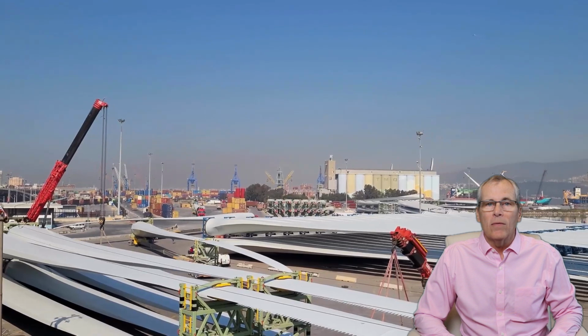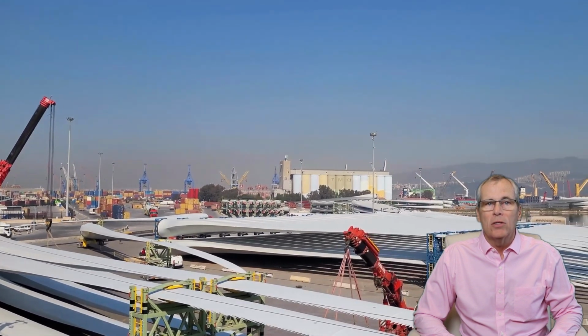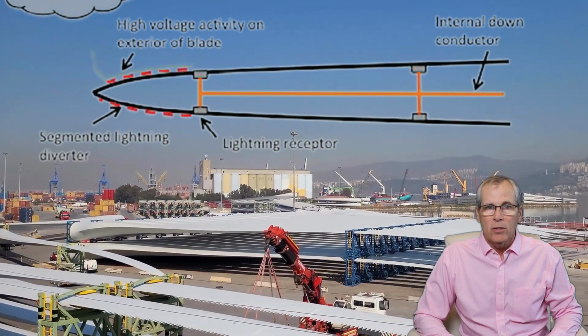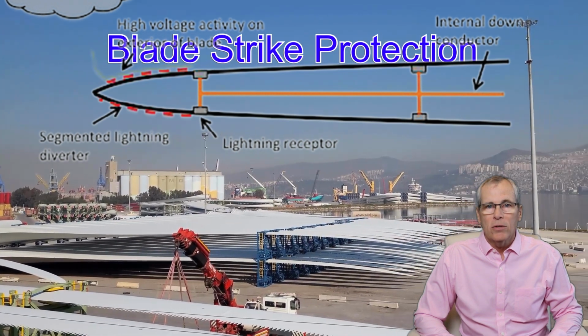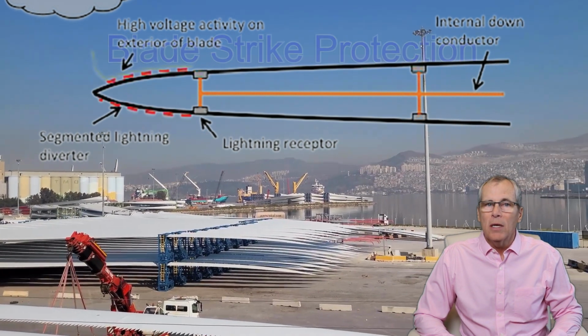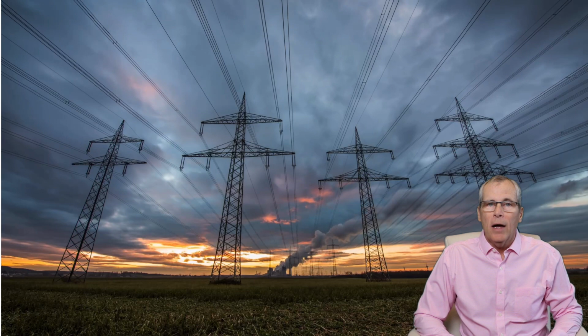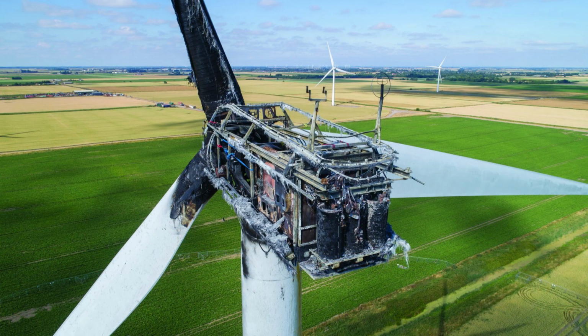One common method of lightning protection for wind turbine blades is the use of blade strike protection, also called lightning diverters, which are devices attached to the blade tip. They work by creating a path for the lightning to follow, diverting it away from the turbine itself. This can reduce the risk of fire or damage to the turbine.